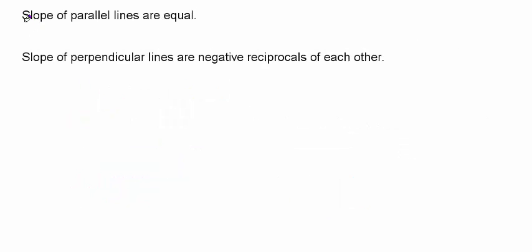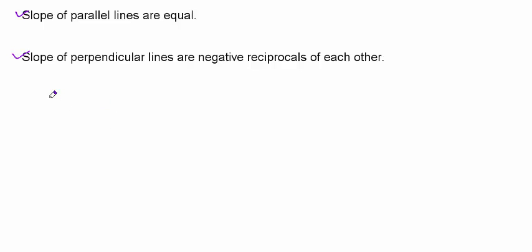You want to note that the slope of parallel lines are equal and the slope of perpendicular lines are negative reciprocals of each other. Now, I guess the first one is pretty simple to follow. When you have two lines that are parallel, they have to have the same slope. Now, let me talk a little about the second one.